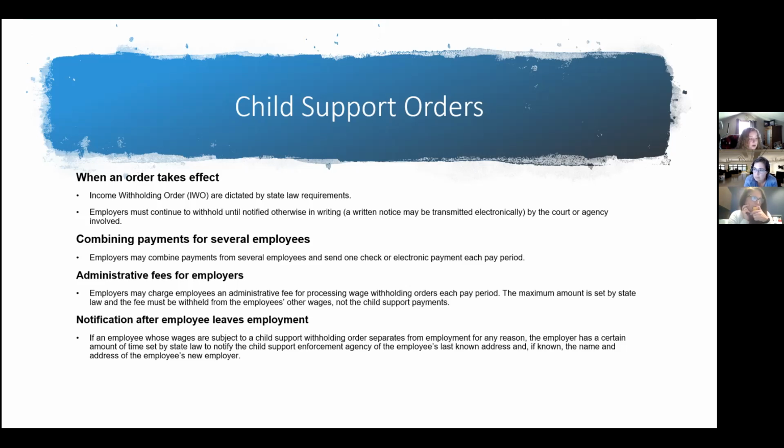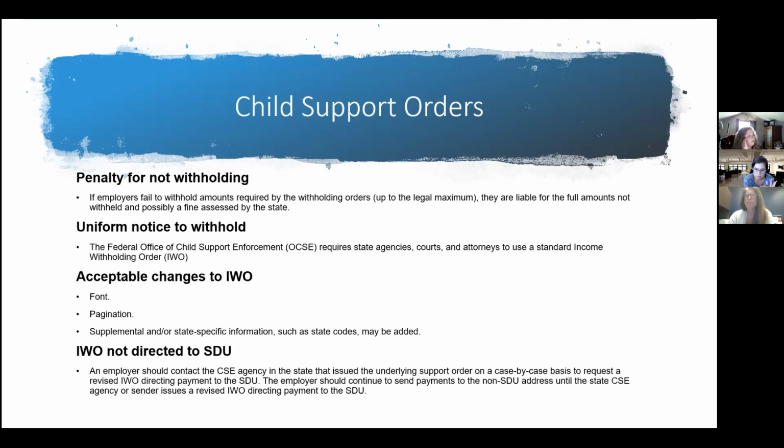Notification after an employee leaves employment. So if an employee whose wages are subject to a child support withholding order separates from employment for any reason, the employer has a certain amount of time set by state law to notify the agency of the employee's last known address, and if known, the name and address of the employee's new employer. So if the employee left and went to someone else and you know who they're employed by now, you can provide that to the agency. As I already talked about, there's penalties for not withholding. So make sure that if you do receive an order, you are withholding according to the requirements.